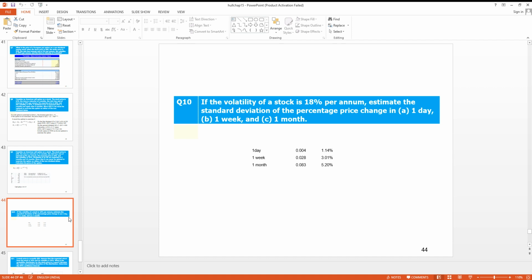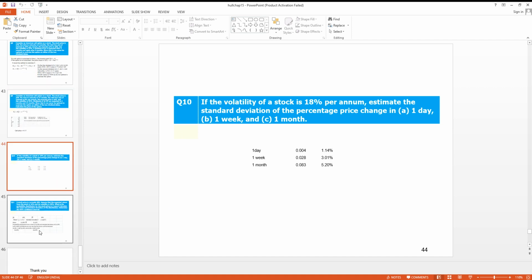So if the volatility of a stock is 18%, estimate the standard deviation percentage for 1 day, 1 week, and 1 month. Remember the first question in this presentation, use the same formula. So 1 day means 1 by 252, 1 week means 1 by 52, and 1 month means 1 by 12. If you plug into that formula, sigma times square root of t, you'll get these answers: 0.004, 0.028, 0.083 times sigma, which is 18%. So you'll get 1.14%, 3.2% and 5.02%.